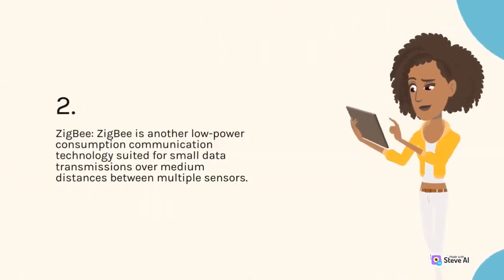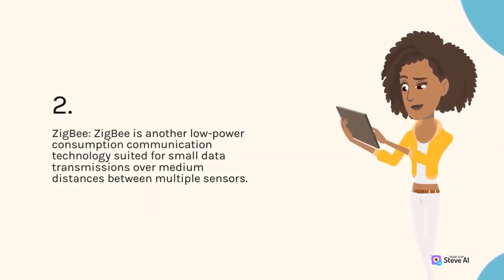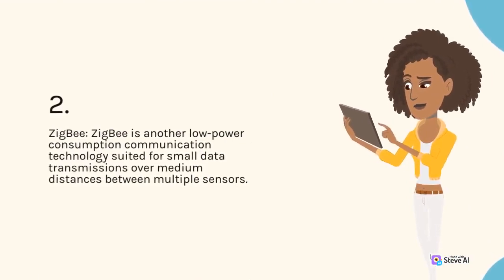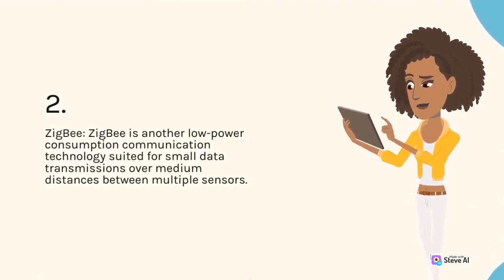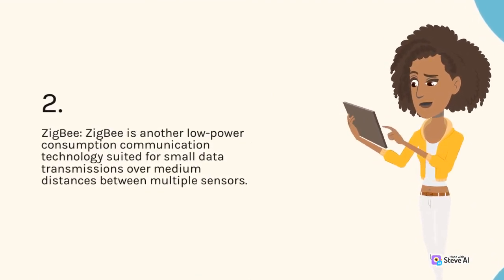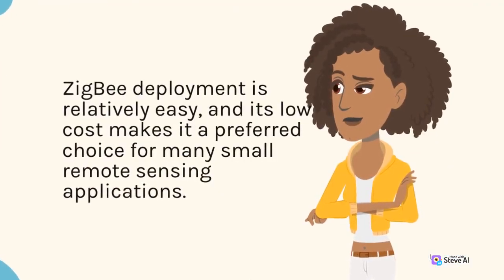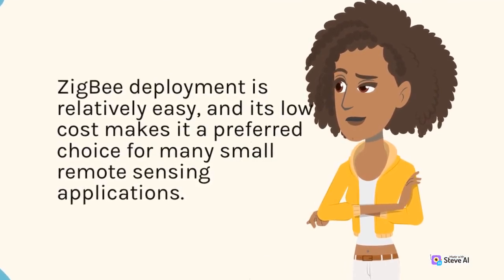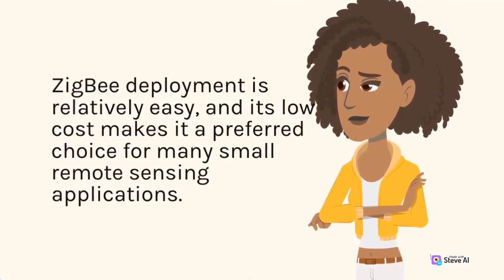2. Zigbee. Zigbee is another low-power consumption communication technology suited for small data transmissions over medium distances between multiple sensors. Zigbee deployment is relatively easy, and its low cost makes it a preferred choice for many small remote sensing applications.